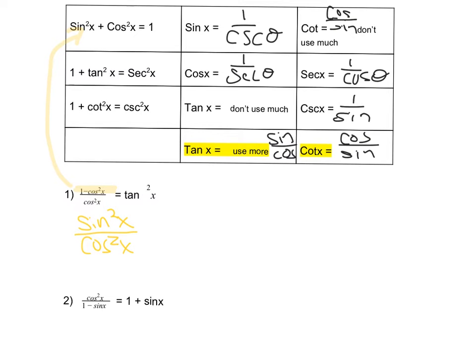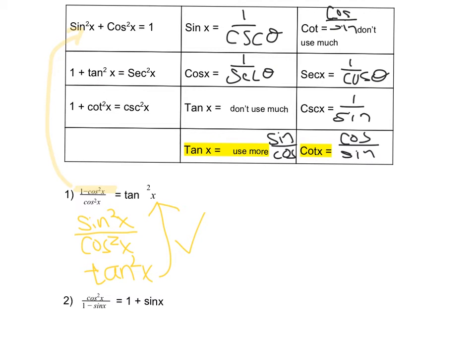Now again, go back to your identities, and just because they're both squared, which is a good thing, if you look for sine over cosine, we find that right here, tangent is equal to sine over cosine. So if we square both of them, it's just going to be tan squared, which is what we were looking for. So this is equal to tan squared x, which is that identity. So check on that one.